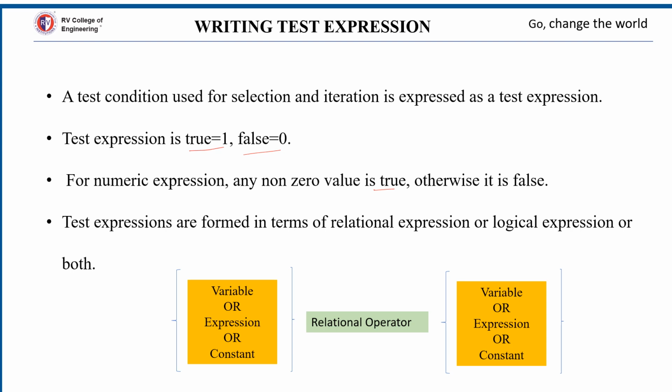For example, I have a is equal to 5, and if I put a into a test expression, this will be true, right? So for a numeric expression, any non-zero value is considered to be true. Only if the variable is 0, it will be considered as false, right?